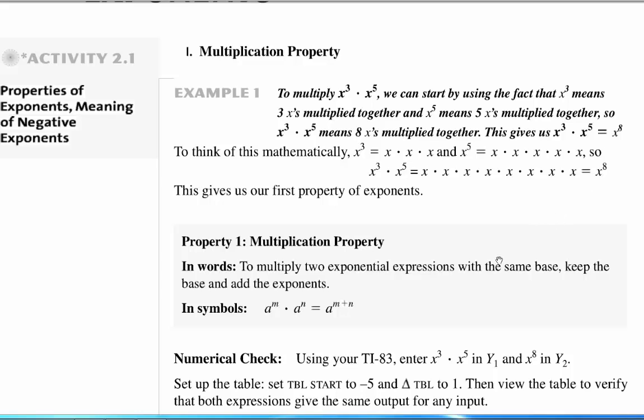So a simple rule is really saying when we have the same base with different exponents, we simply just add the exponents. So 3 plus 5 is 8. So x cubed times x to the fifth, when we add the exponents, we end up with x to the 8.